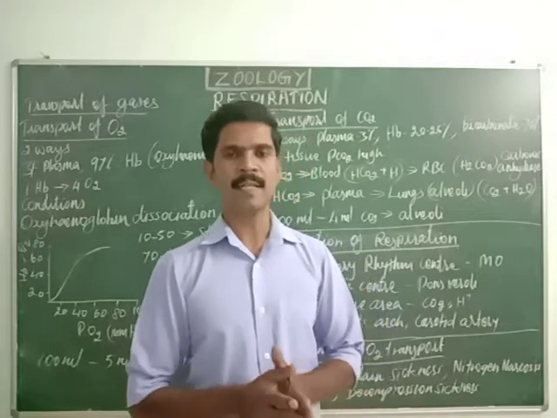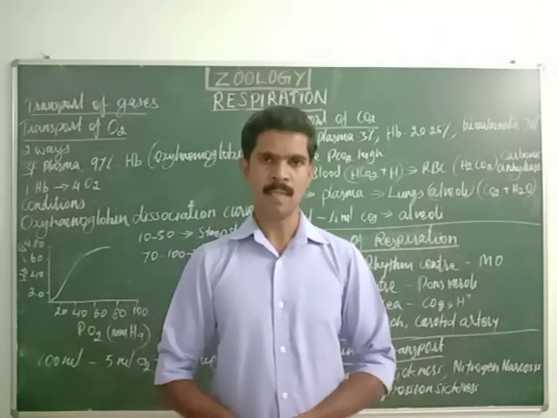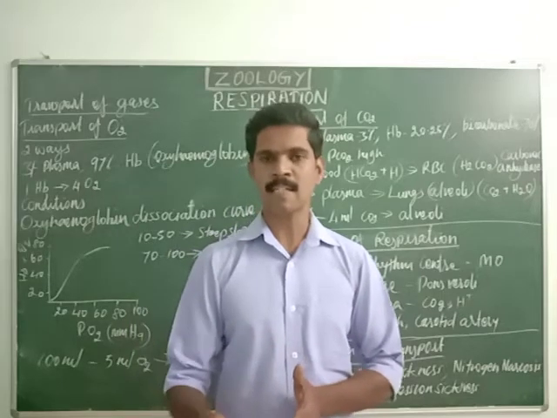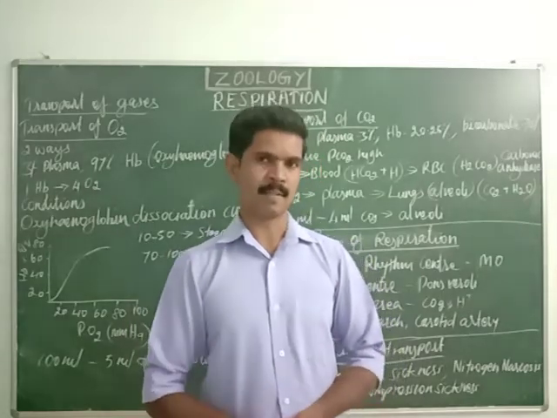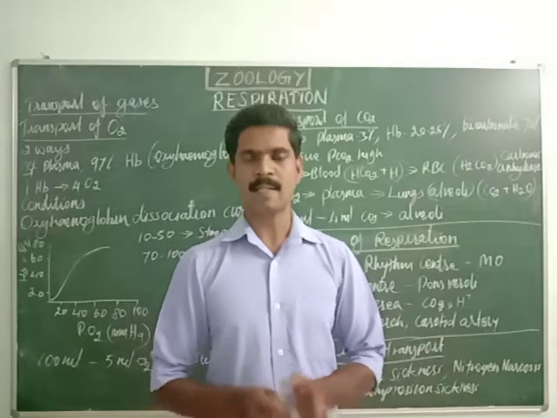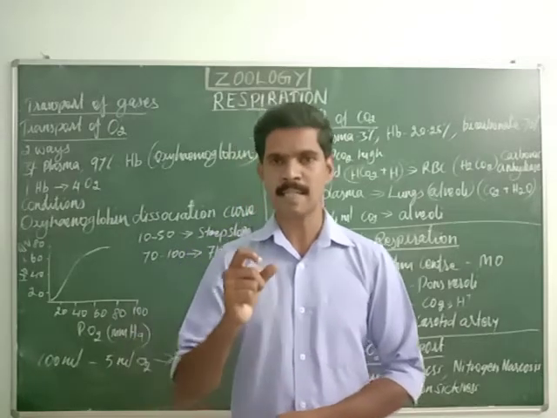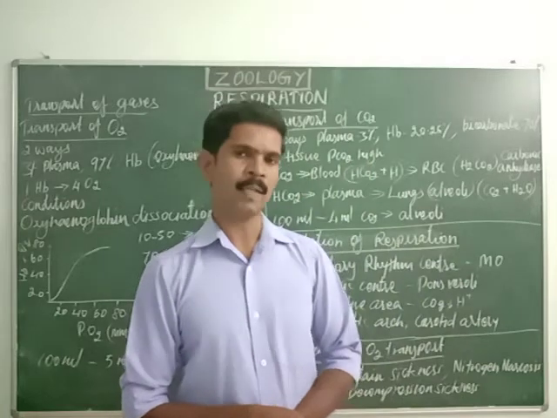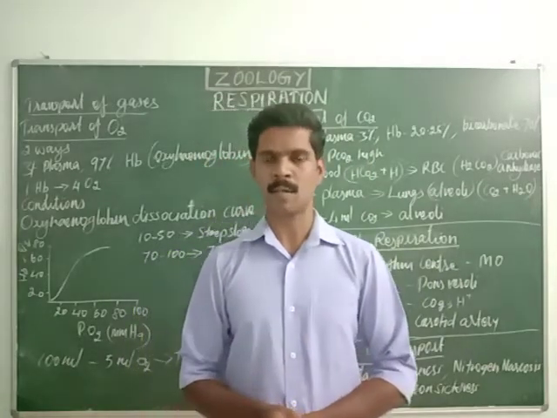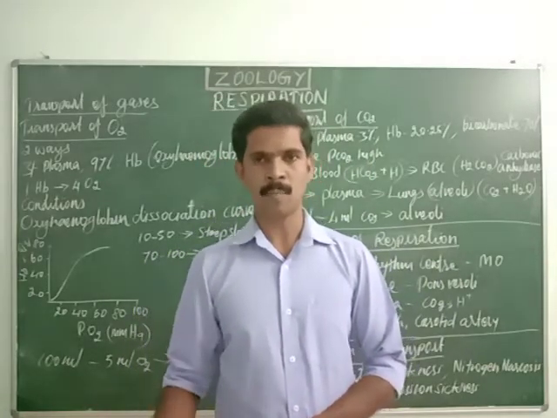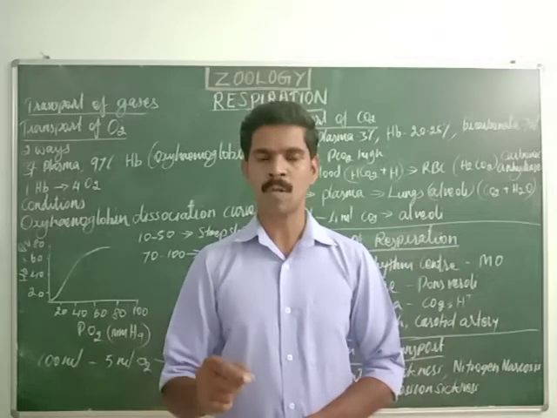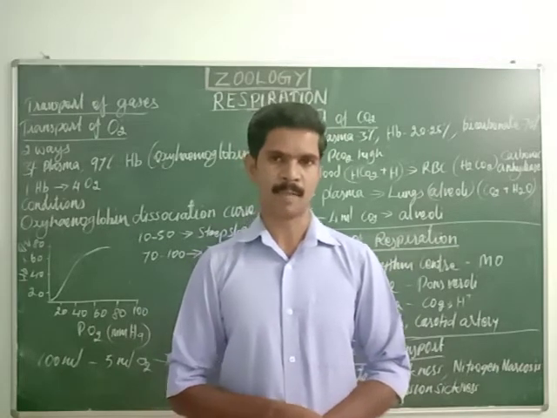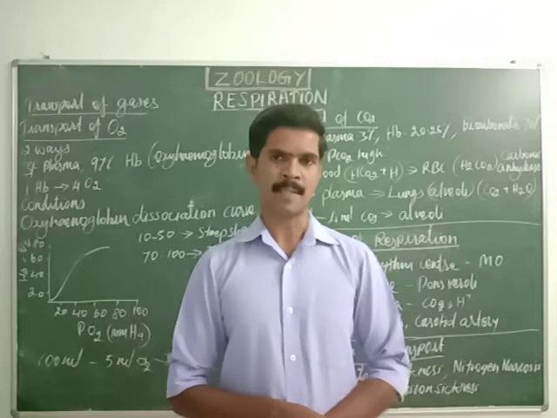During this time, our kidney plays a very important role. The kidney makes an adjustment with the respiratory center. In this condition, our kidney immediately releases one hormone. The name of this hormone is erythropoietin. This erythropoietin hormone stimulates the bone marrow to produce more RBCs.